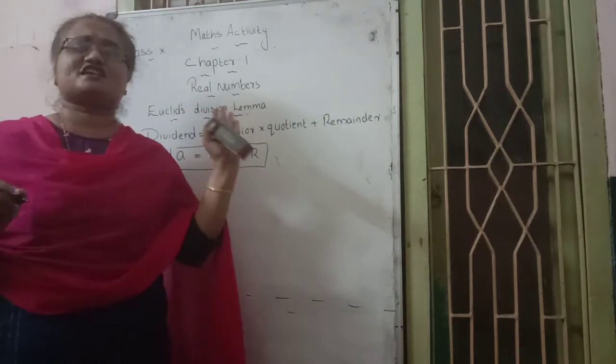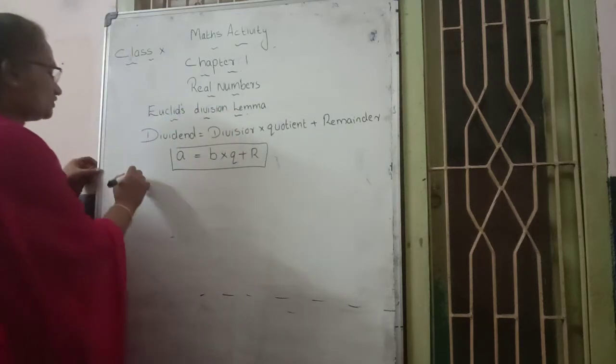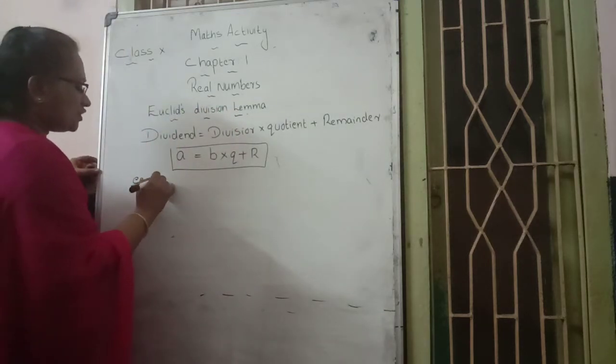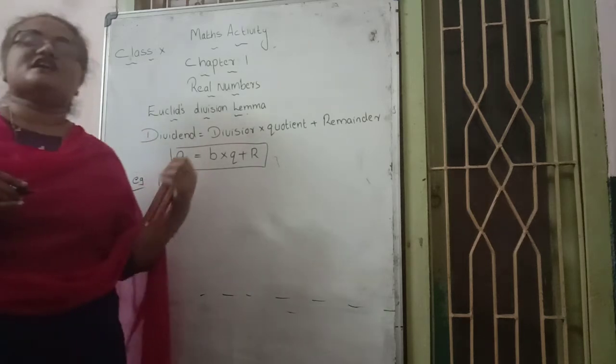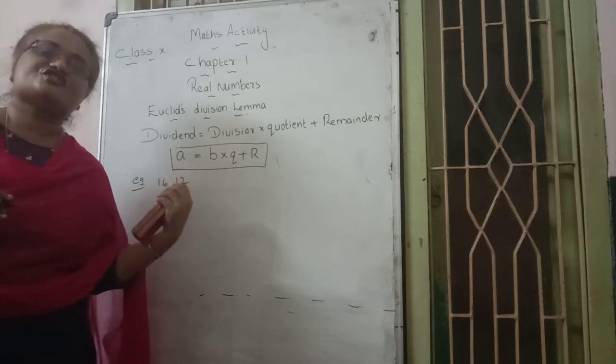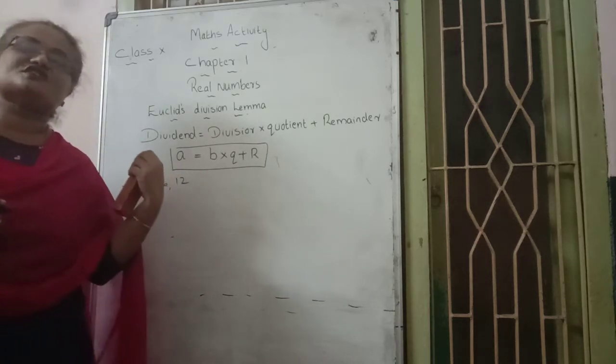First, theoretically, how to do the sum. For example, I am going to take two numbers: one is 16, another is 12. We want to find the HCF of these two numbers. How do we find it?